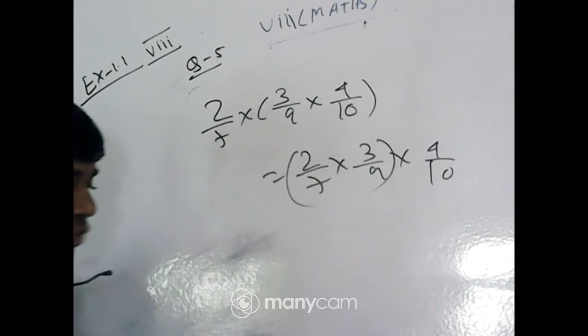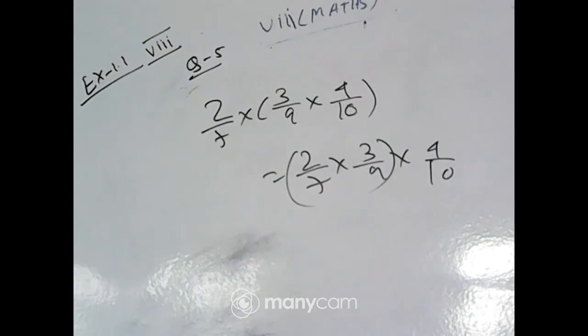Which property is used here? Quickly answer. 2 by 7 into 3 by 9 into 4 by 10 equal to 2 by 7 into 3 by 9 into 4 by 10. Quickly answer it.